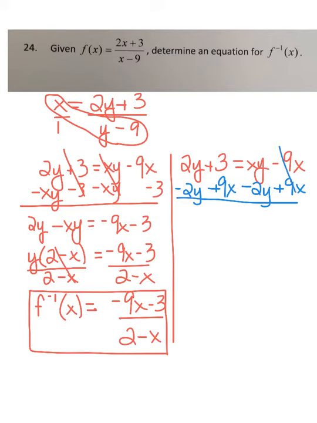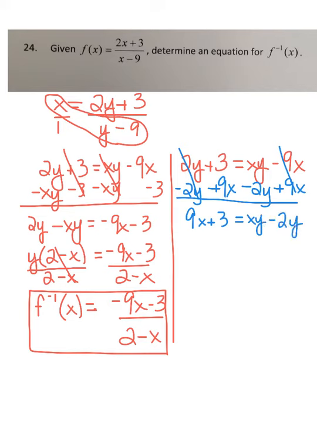So the 9x's are going to disappear, and so are the 2y's. All right, so then on the left-hand side, I have 9x plus 3. By the way, you could write 3 plus 9x, it doesn't matter. And on the right-hand side, I'm going to have xy minus 2y.